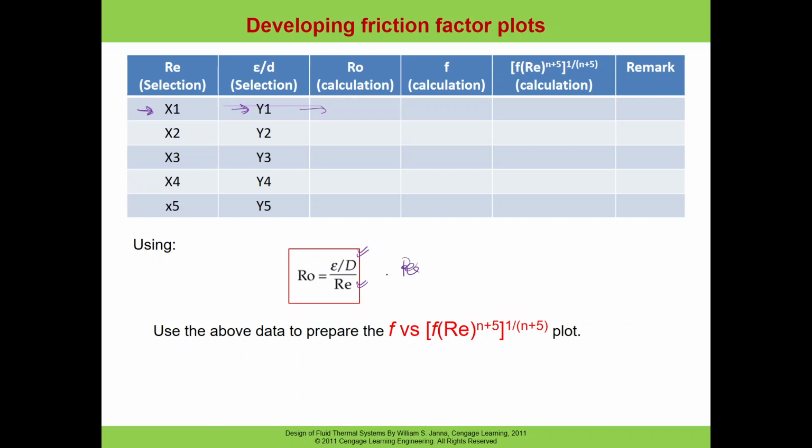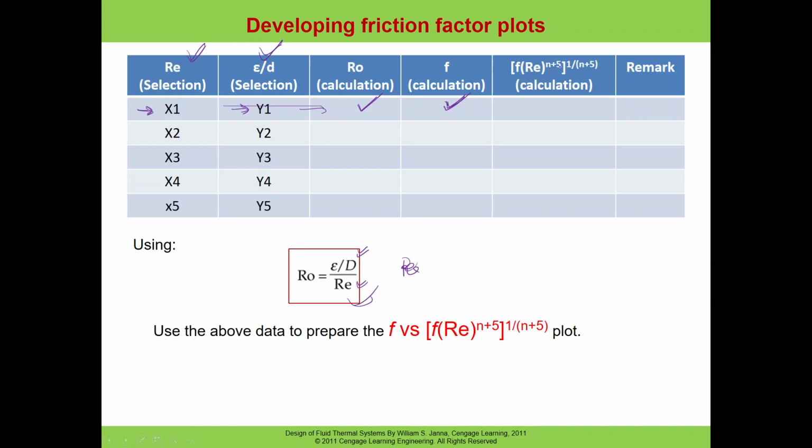Now you have the epsilon over d and you have the RE, then you can go to the Moody's chart to find out the F. So you can find the F also. You can find the RO and you can find the F from the Moody's chart because the epsilon over d is known and RE is known. So substituting these values, can we find this thing?